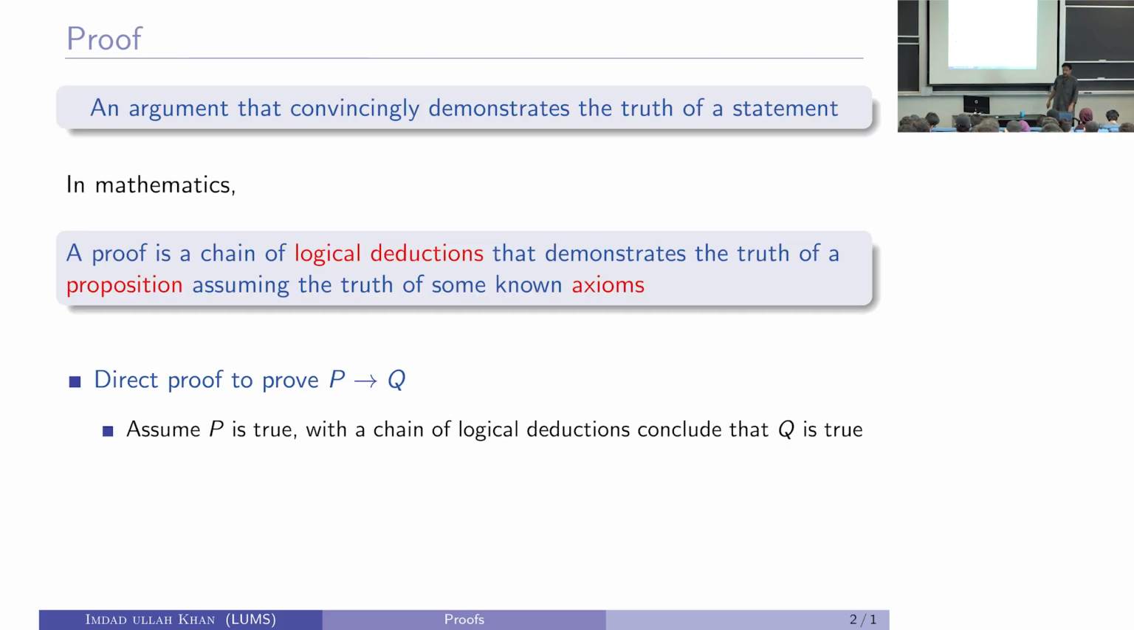A proof is a chain of logical deduction to prove the truth of a proposition, assuming the truth of some known axioms. So far we saw direct proof of an implication P implies Q. We assume P is true, and then we show that when P is true, Q must also be true. Then Q cannot be false.